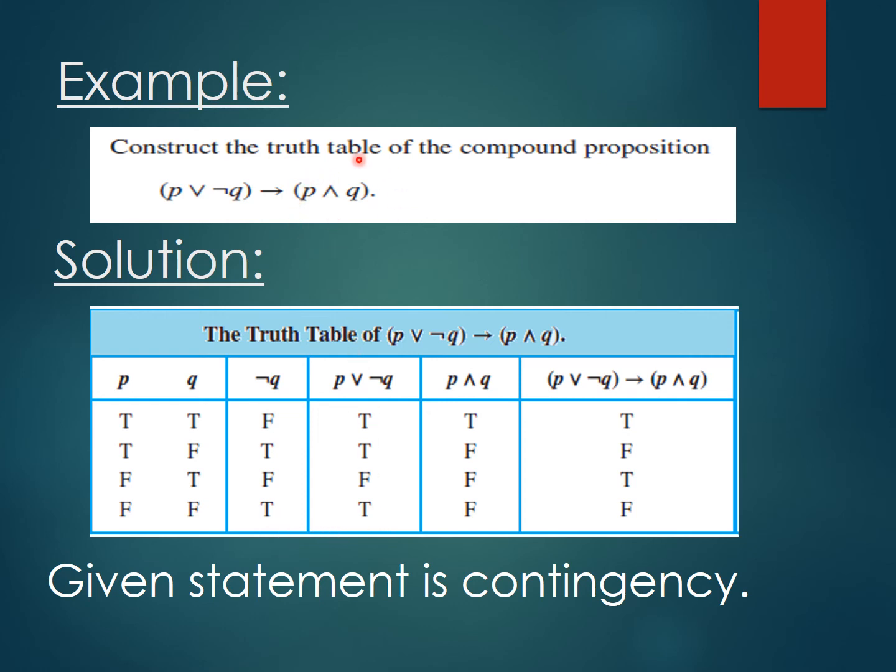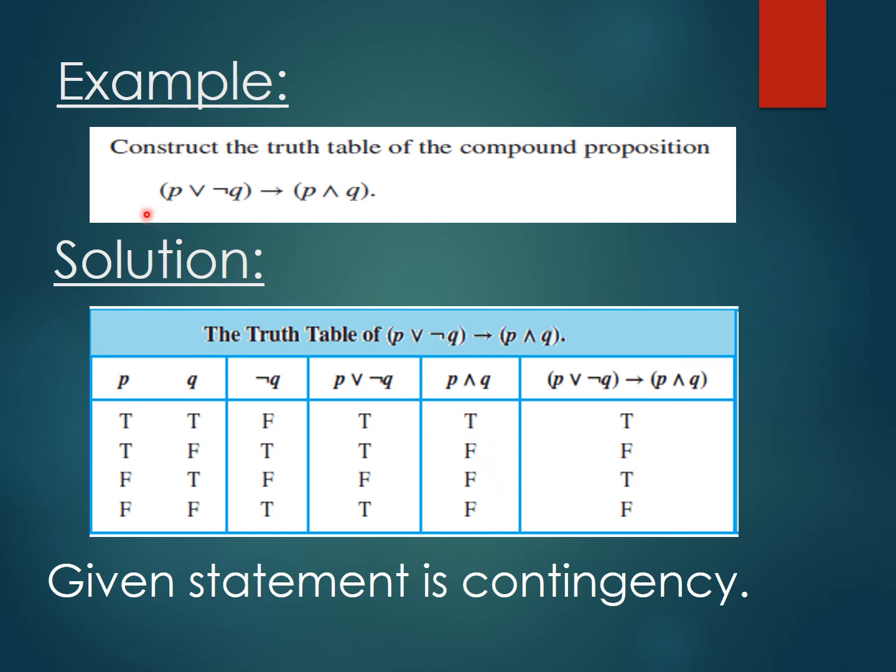Now see the right hand side of your given compound proposition, that is P and Q. So the next column is for P and Q. P and Q means if both P and Q are true, then the answer is true, else it is false. So only the first option where both are true is true, the rest are false.